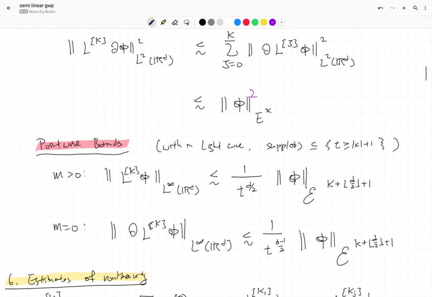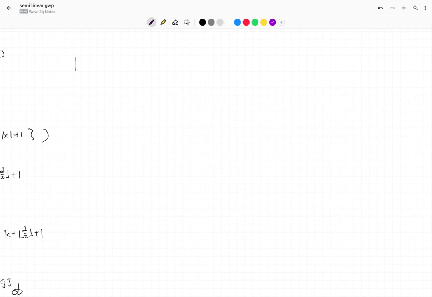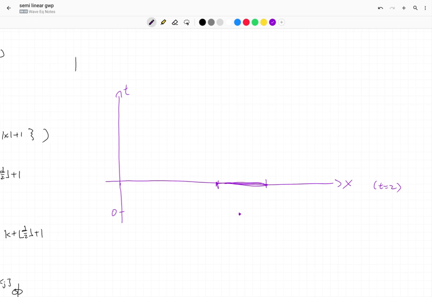Let me draw a picture to remind us what's going on. This is t, this is x, and this is t equal to 2. We're going to draw the x axis at t equal to 2, and t equal to 0 is down here. Let's say this is the origin over here, and this is the ball of radius 1. And this is the light cone coming out from the origin. Using the finite speed of propagation, we expect that the solution to our nonlinear equation, because we have prescribed data at t equal to 2 to be within the ball of radius 1, to be living in this part.